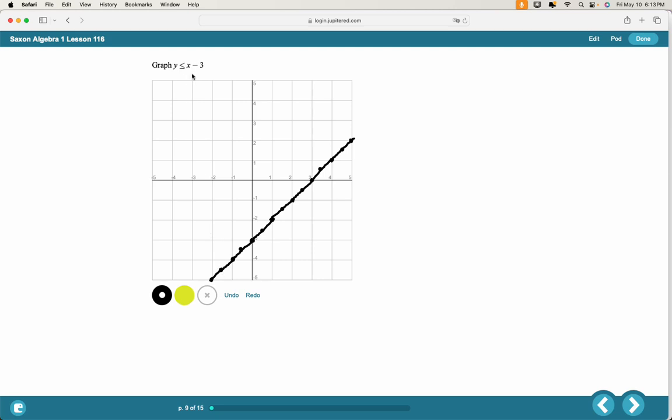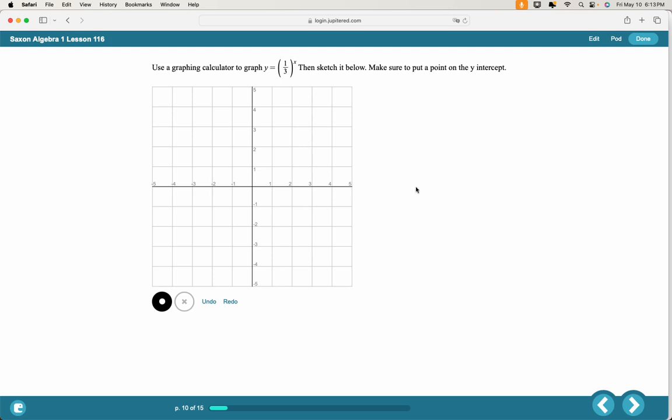All right, so now that I've got the line in there, if y is less than, that means we're talking about below. Less than is below. So I'm going to fill in my squiggles to indicate that it's all the points in this area of the graph that make this equation true.